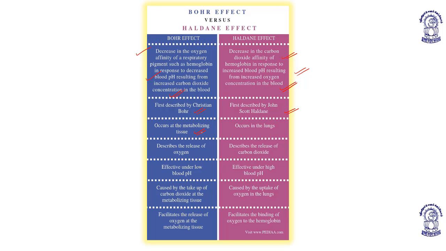Bohr effect occurs at the metabolizing tissue; Haldane effect occurs in the lungs. Bohr describes the release of oxygen; Haldane describes the release of CO2. Bohr is effective under low blood pH; Haldane is effective under high blood pH. Bohr is caused by the take-up of CO2 at the metabolizing tissues; Haldane is caused by the uptake of oxygen in the lungs. Bohr facilitates the release of oxygen at the metabolizing tissue; Haldane facilitates the binding of oxygen to the hemoglobin. The Haldane effect and Bohr effect are antagonistic effects.